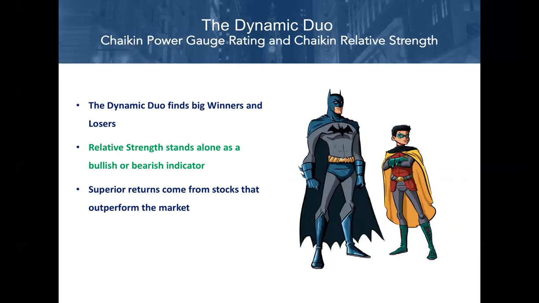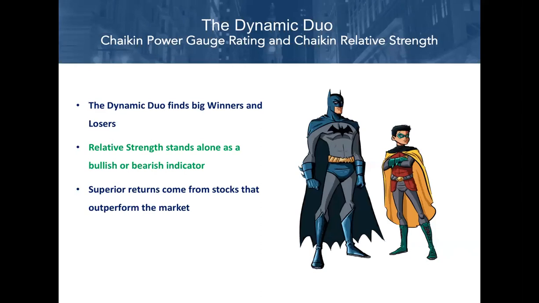So the Chaikin Power Gauge rating tells you what the fundamental potential for a stock is, and our relative strength indicator tells you whether the stock is outperforming or underperforming the market. And Power Gauge rating and relative strength help you find big winners and losers when they agree with one another. Just be mindful that relative strength stands alone as a bullish or bearish indicator. This is what's known as a high momentum trade on either the upside or the downside.